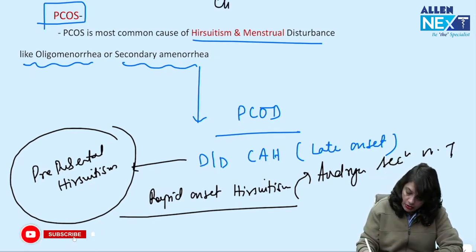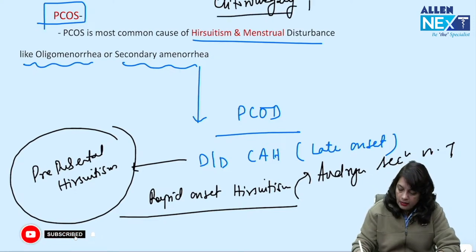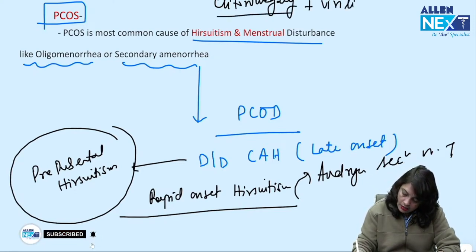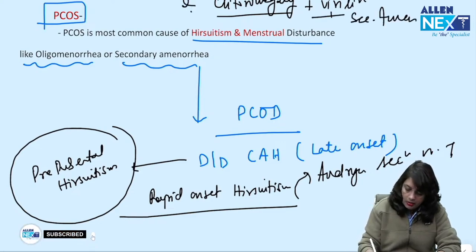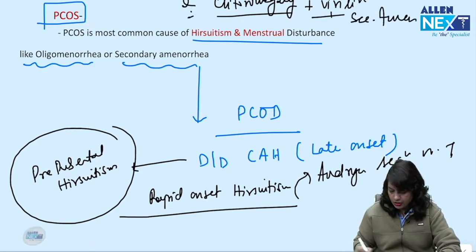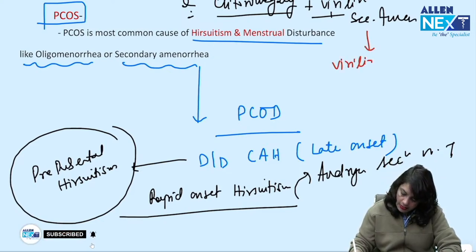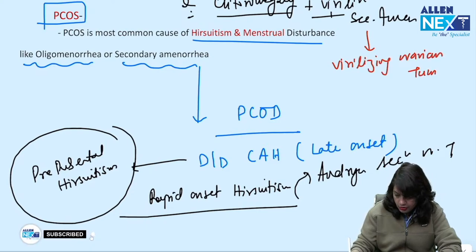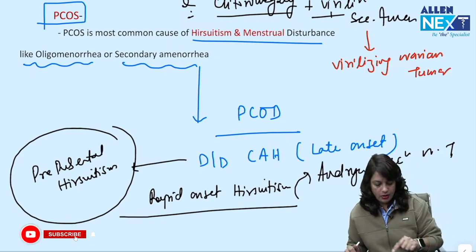If there is a history of clitoromegaly and virilization occurring plus secondary amenorrhea, clitoromegaly, virilization and secondary amenorrhea, then that is virilizing ovarian tumor. So in this one slide I have told you 4 questions.